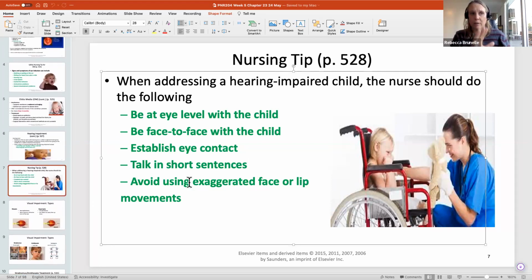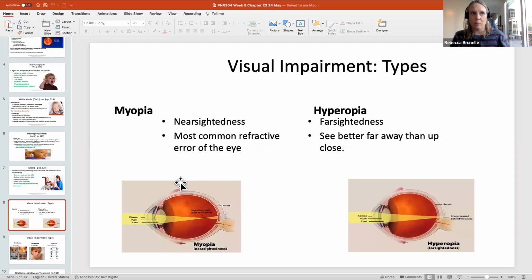So that's the information on the hearing piece. Also, sensory neuro, thinking about your head, we also talk about eyes.